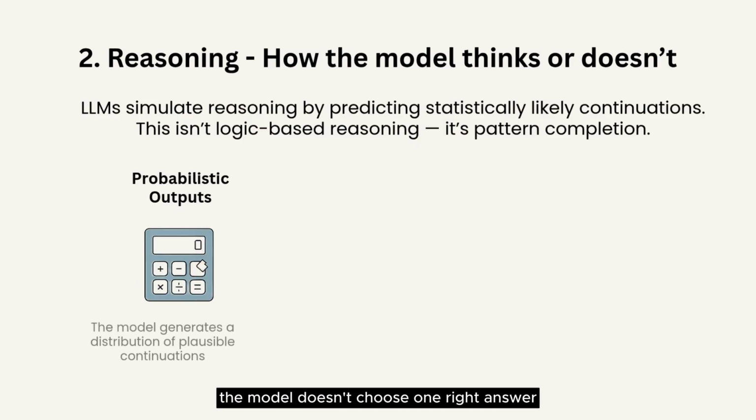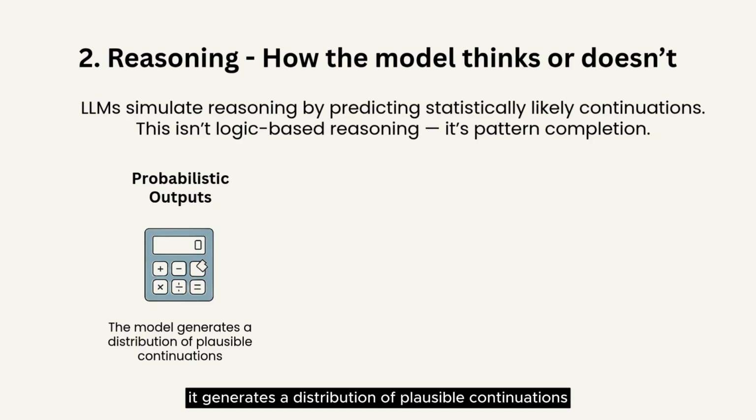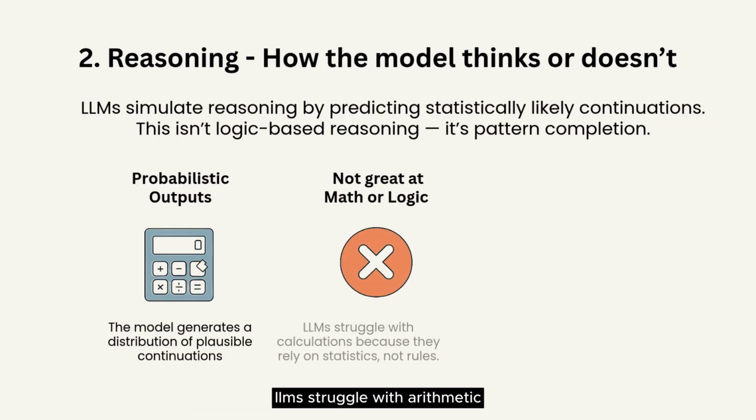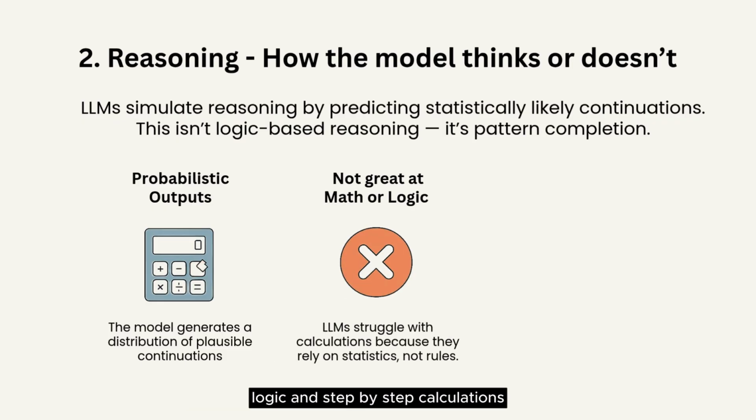Probabilistic outputs. The model doesn't choose one right answer. It generates a distribution of plausible continuations. That's why results can vary even with the same input. Not great at math or logic. LLMs struggle with arithmetic, logic, and step-by-step calculations because these require systematic rules, not statistical guessing.